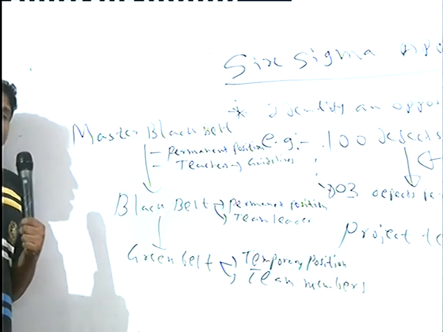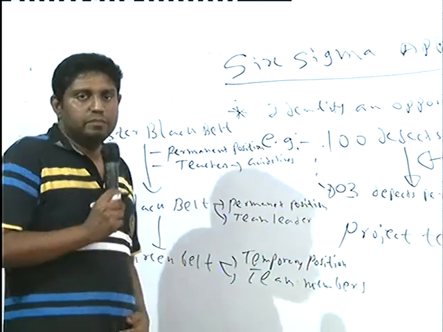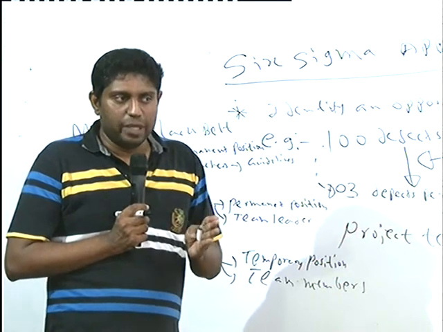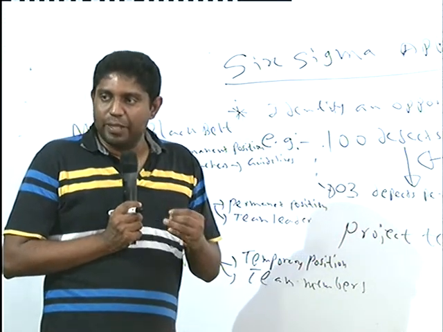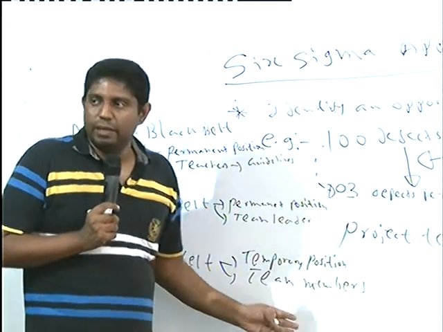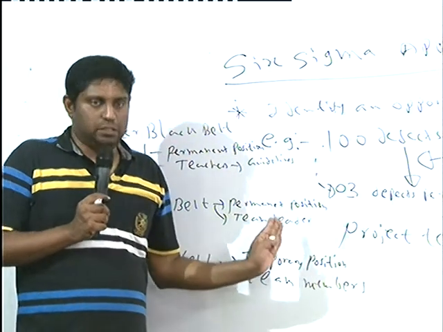So these green belt members will be decided based on the nature of the project. Say you are having a production project. In that case, the majority of members will be selected from the production department. It is decided based on the nature of the project, right?